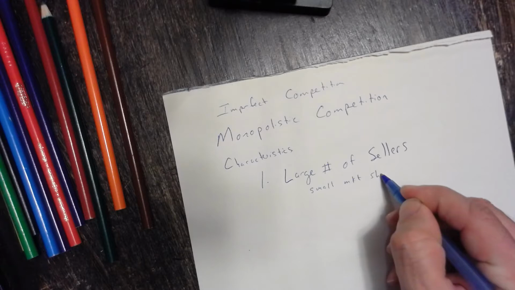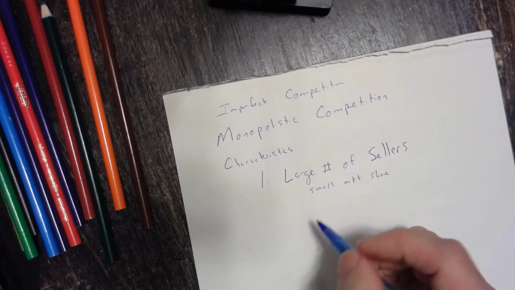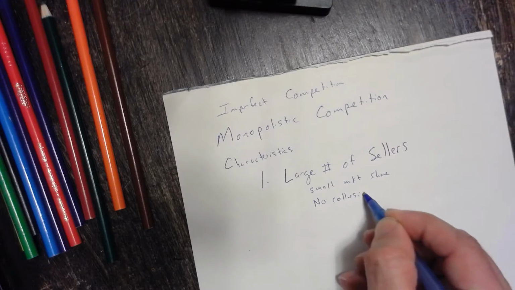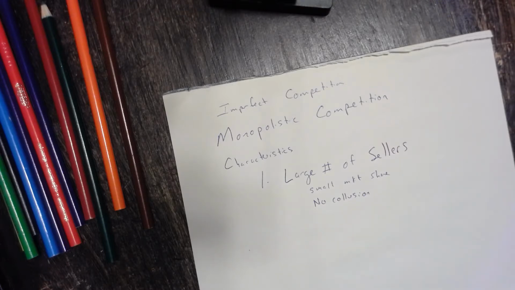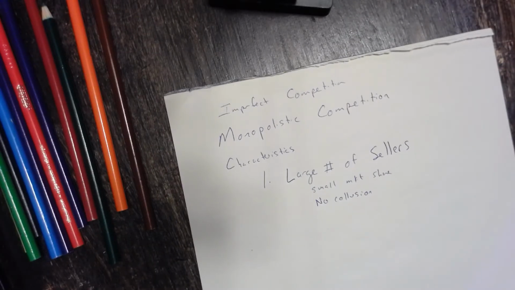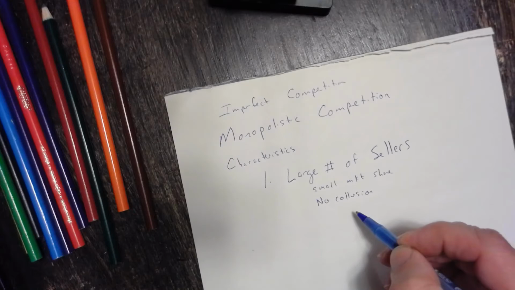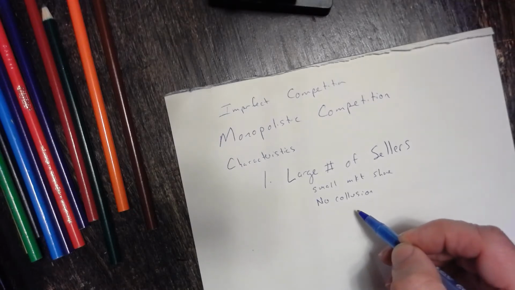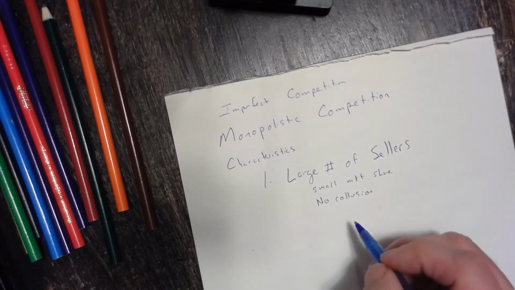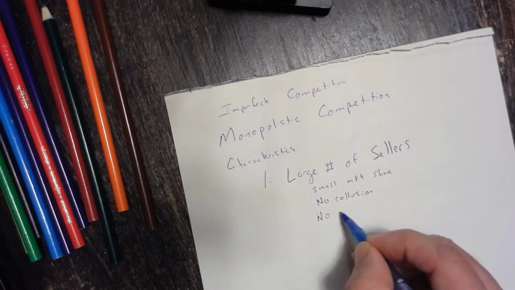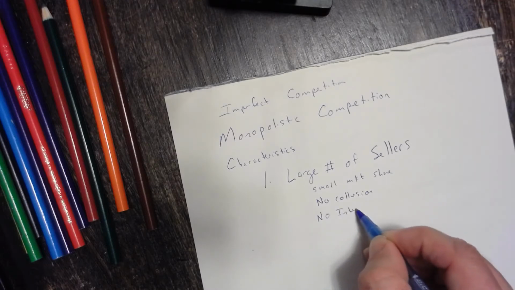market share. What do I mean by a large number of sellers? There's no collusion. I don't know if you guys have done what collusion is yet, but this is where two sides work together to prevent something from happening. This is what Colin Kaepernick sued the NFL over, that they colluded to prevent him from getting on a team. And finally, there is no interdependence.